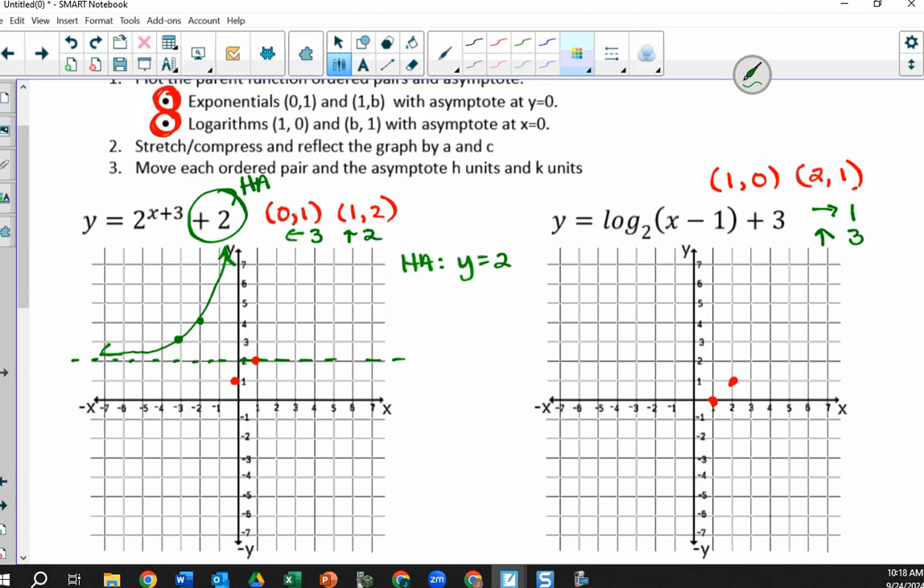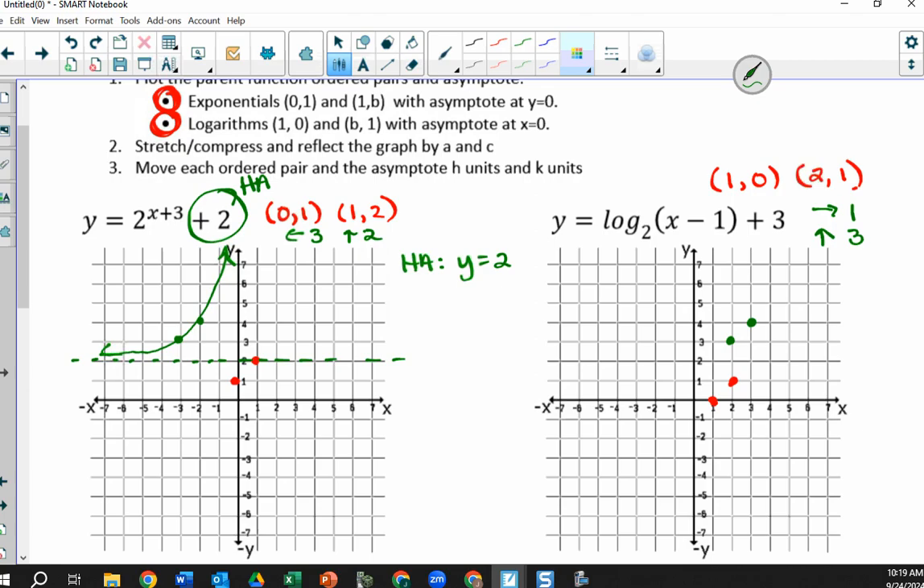Okay, we're not worrying about the asymptote right now. Just where are we shifting this graph? Do we see it? Does it make sense why it's right 1, up 3? We got that? Okay, so I'm just going to count with my points. Right 1, up 3: 1, 1, 2, 3.